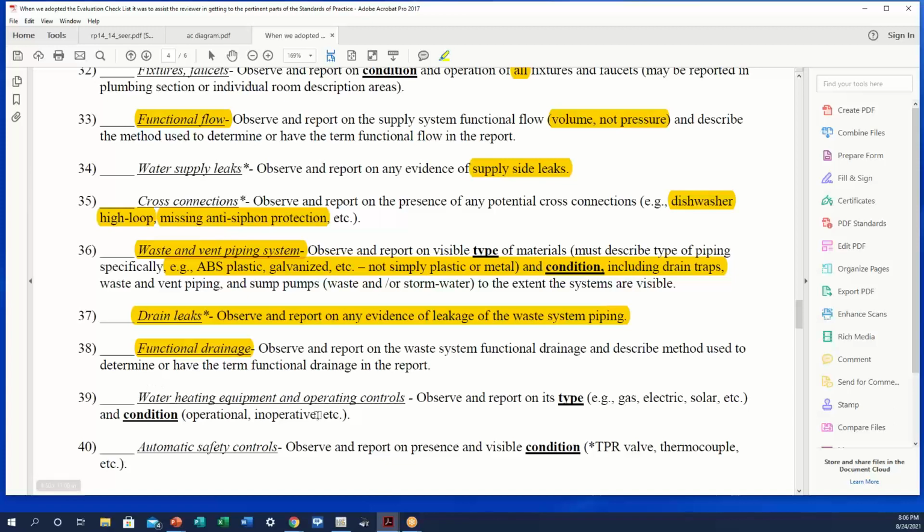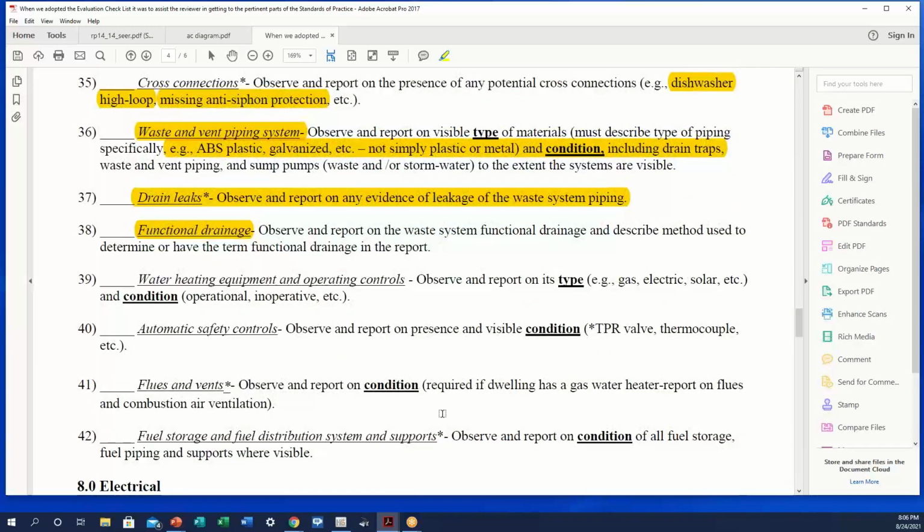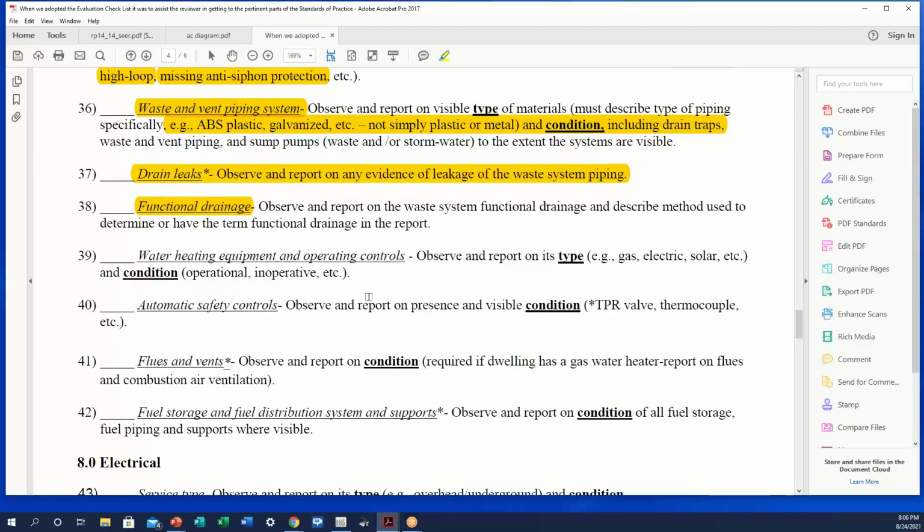Okay, 39, water heating equipment operating controls. Observe and report on the type, electric, gas, solar, and condition, operational or inoperative. Is it making hot water? This may sound weird to some people. Is it making hot water? Yes. Well, that's what operational means.